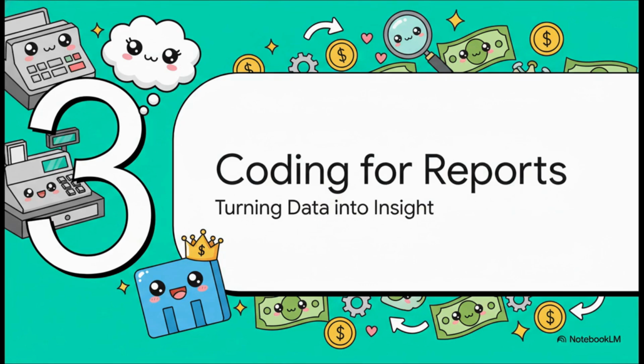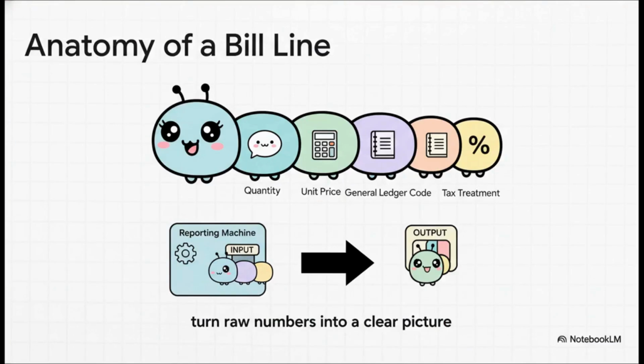Let's talk about how we turn this simple bill into powerful business intelligence. This is where you stop just paying bills and you start understanding your spending. You see, every single line on that bill tells a story, and the quality of your financial reports is decided right here in these fields. A clear description, the right GL code, the correct tax treatment, this is what turns a bunch of raw numbers into a clear picture of your company's financial health.